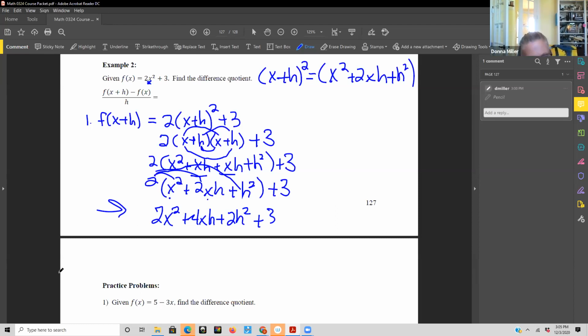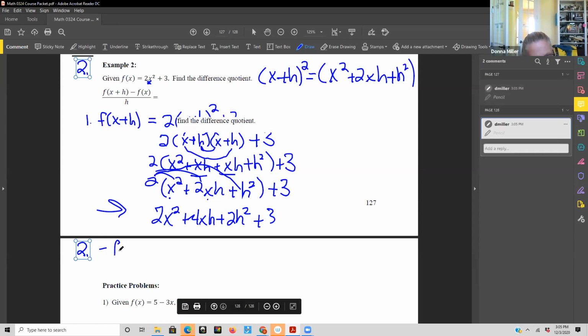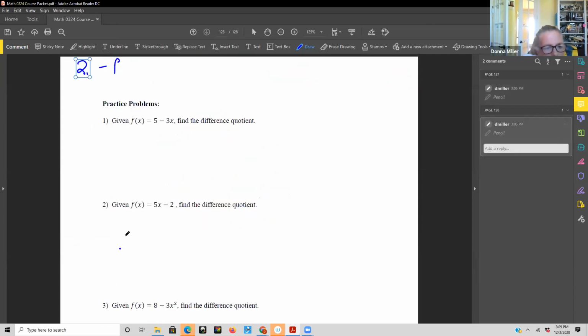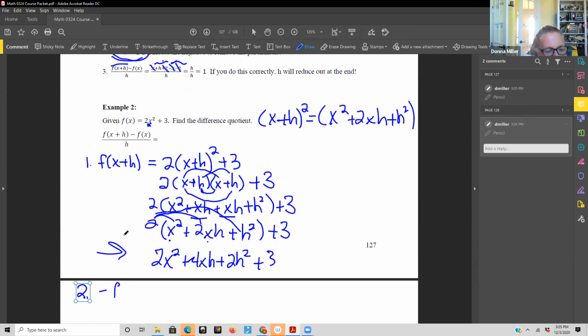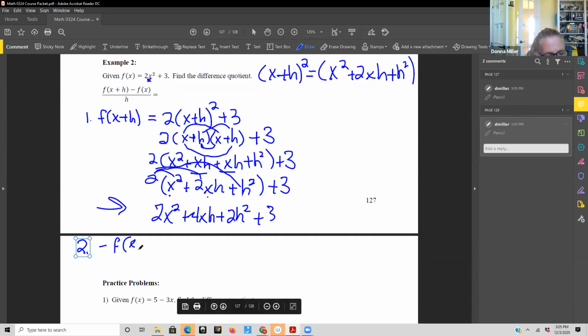Okay. Now, step 2, I need negative f of x. All right, negative f of x. And for a negative f of x, you're just changing all the signs of f of x. So it's negative 2x squared minus 3. See, I just changed the signs.